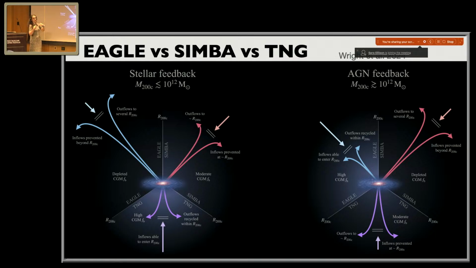So Eagle has the most powerful outflows for supernova feedback, and this gas doesn't make it back, but it has the least powerful AGN outflows. Again, there's no way to say that one of them is the preferred way, but these are just the different ways in which they do this. You do then end up with, of course, a different CGM, because in one case you're really depleting your CGM, pushing all your baryons, all your gas out of the CGM into the IGM. And in other cases, you end up with a high baryon fraction.